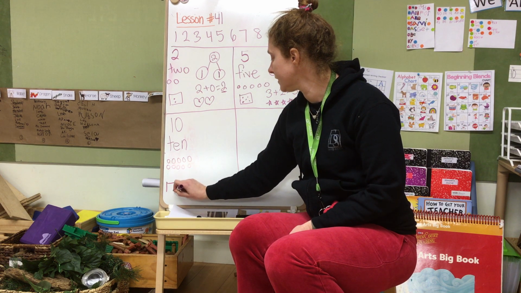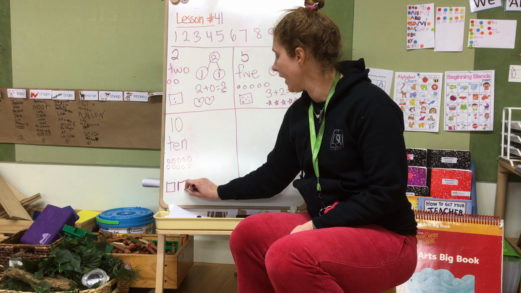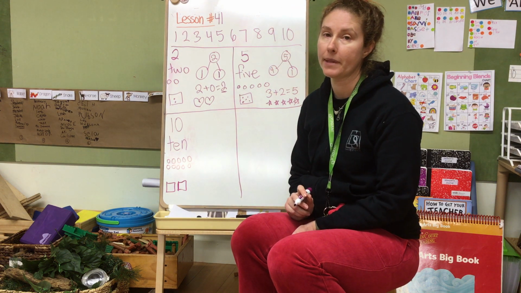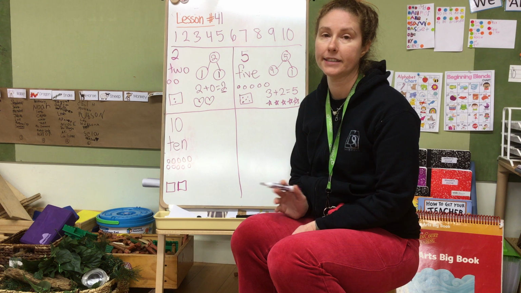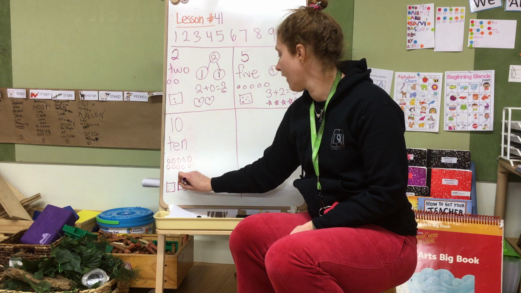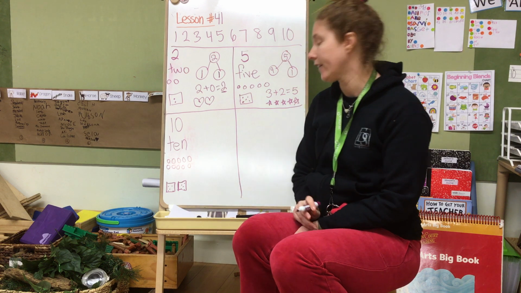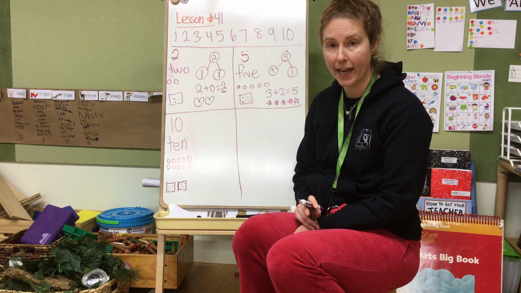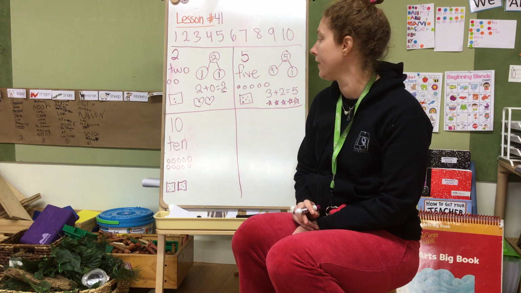Now for my dice, I have to have more than 1, right? Because the highest number on the dice is 6. So maybe I'll do 5 and 5. 2 5 dices would make 10, right? 5 and 5 is 10.